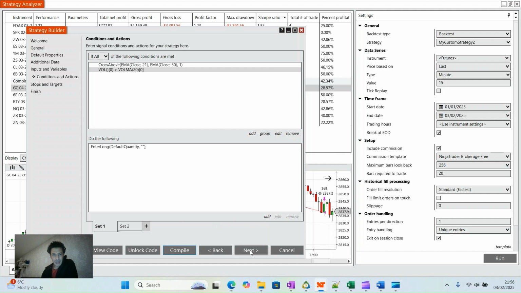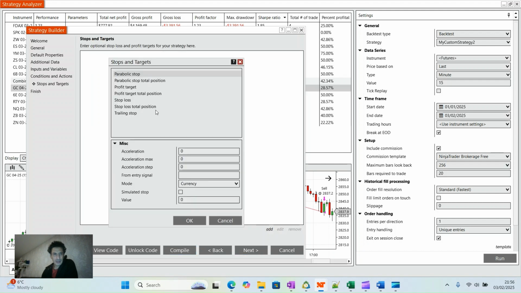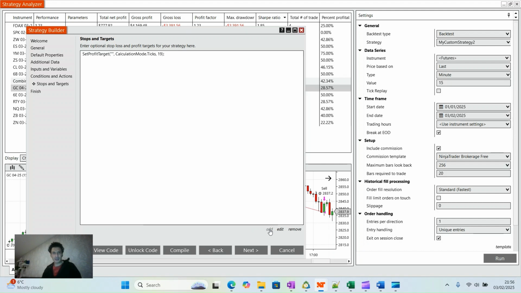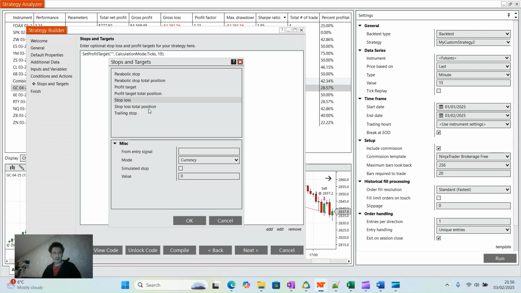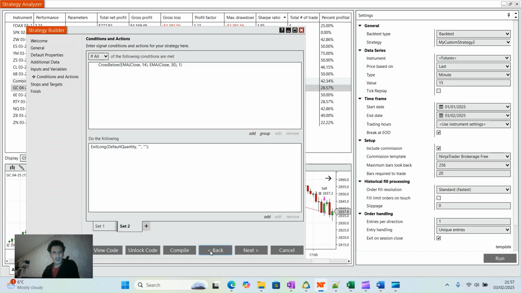I'm going to add a profit target. I'm going to use ticks here. 19 is probably better. Okay, and I'm also going to add a stop loss. Ticks, just 19. So this is a 1-to-1 ratio.